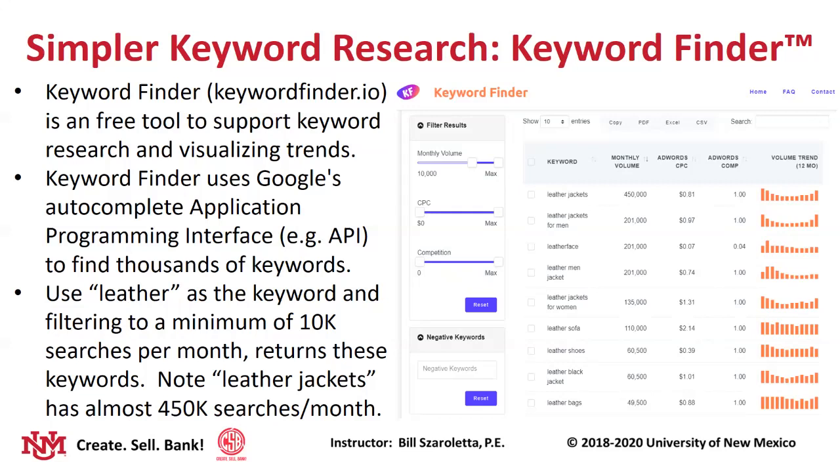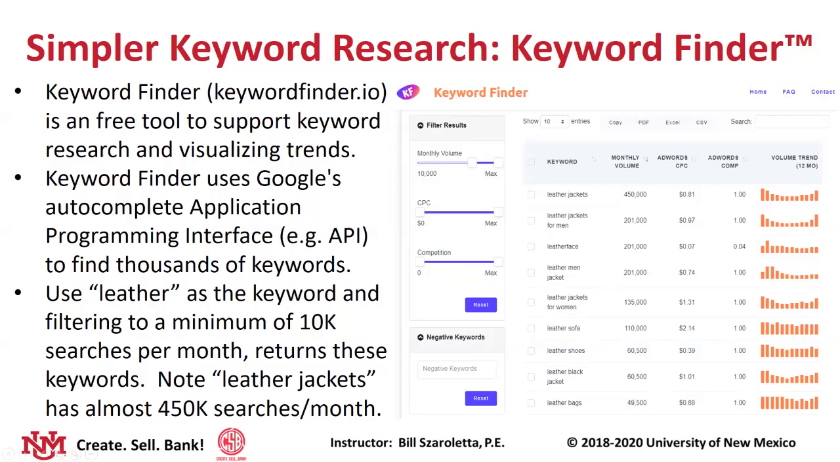Now you don't have to worry about it unless you're a computer scientist and you want to make an application like this. But if you use leather as the keyword, which you can see I typed in leather, and maybe I cut that off, what we got is that leather jackets came up with 450,000 searches every month. So if we divide that by 30, I think it's like 15,000 that would show up every day. And that's a lot of search.